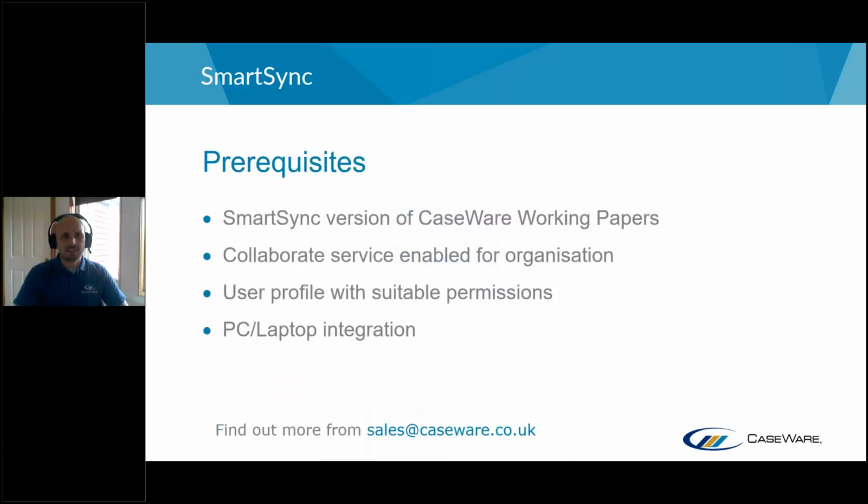However, just to give you an idea, we will need a SmartSync version of CaseWare Working Papers. You'll need the Collaborate service enabled. That's what we refer to the cloud instance as, the Collaborate service. So that's your uk.casewarecloud.com/ and then your firm name address. Then we'll need some user profiles, permissions, and all importantly, a laptop or a computer to work from. That's all we really need to get going.